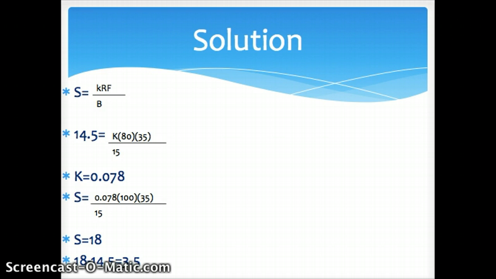Then you plug in 0.078 for k, and it will give you S equals 0.078 times 100 times 35 divided by 15. So S would give you 18. Then you have to subtract. So 18 minus 14.5 equals 3.5.